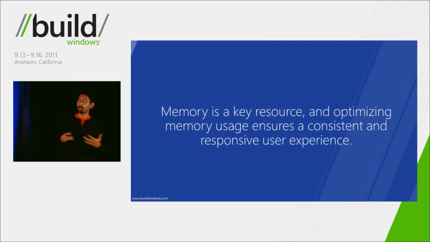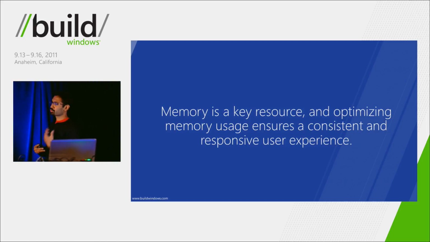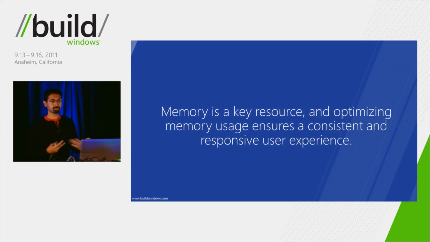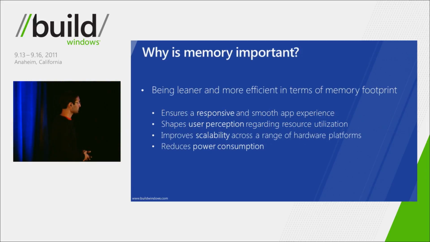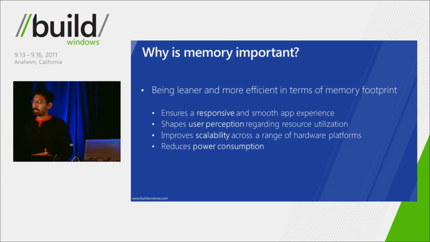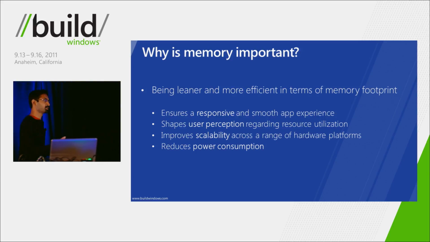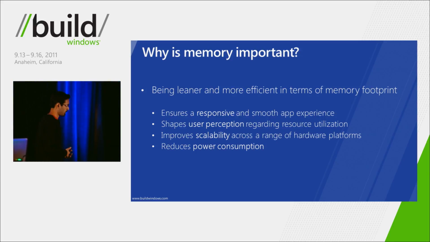Let's start with why memory is important. Memory is a key operating system resource, a key resource on the system, which ensures a really responsive and smooth user experience. A set of applications that are optimized in terms of their memory usage would mean consumers would be able to run more applications simultaneously while still delivering that really consistent and smooth user experience.